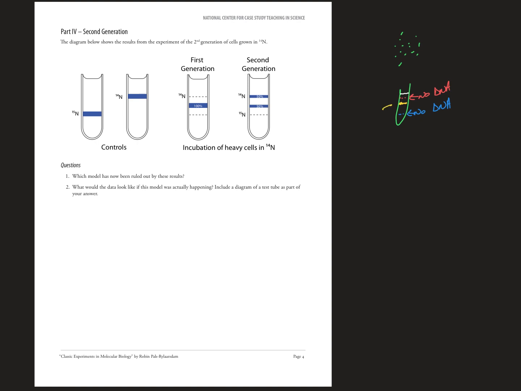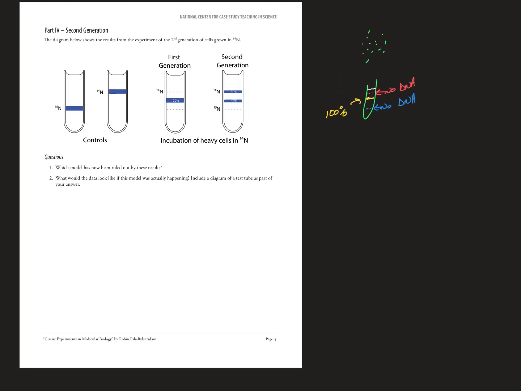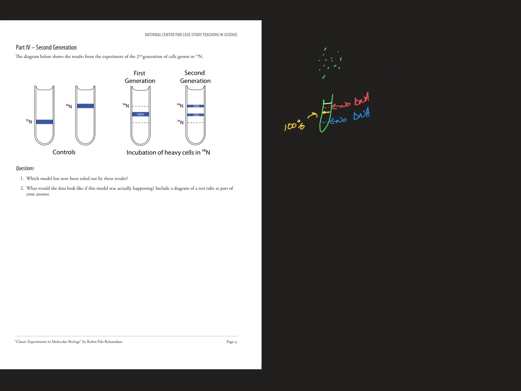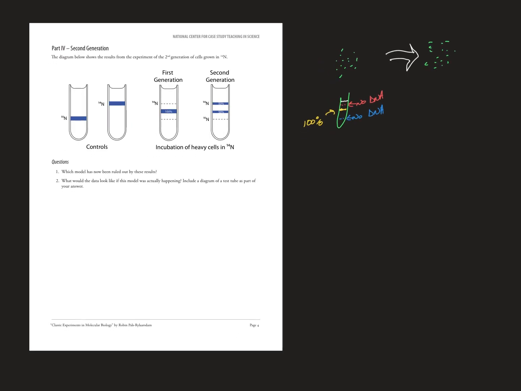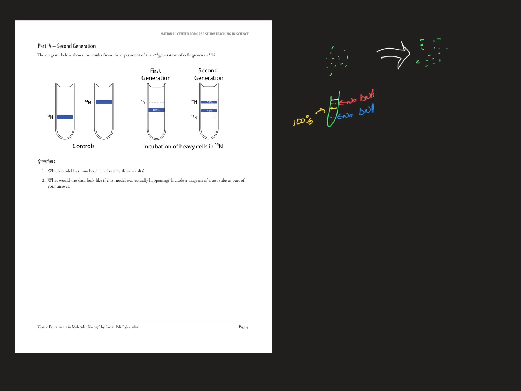100% of the DNA was here at the center, suggesting that, as we said, it was either semi-conservative or dispersive. So now we go ahead and allow that to happen again for the second generation. And now we still have bacteria here. This is the second generation, and in the second generation, we allowed it to be grown in nitrogen 14.